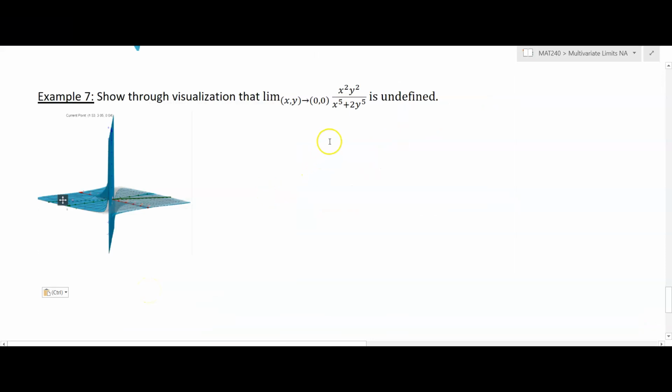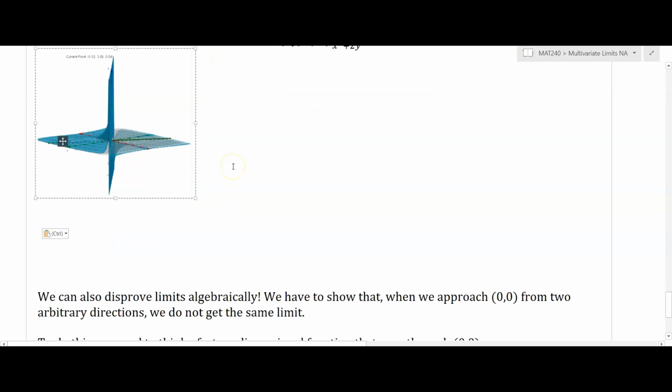In this final example here, we clearly see something is going on near the point 0, 0. x squared y squared over quantity x to the fifth plus 2y to the fifth. We want to show that this is actually an undefined limit at x equals 0, y equals 0. And we can see that pretty closely already, that coming from two arbitrary directions, one over here towards the point x equals 0 looks like it leads us up and down towards positive infinity, and here it looks like we're going down towards negative infinity. We can't assess this function at x equals 0, y equals 0 because we'll end up with 0 over 0, and that's undefined. So this function is not continuous at the point 0, 0, and we know that already.